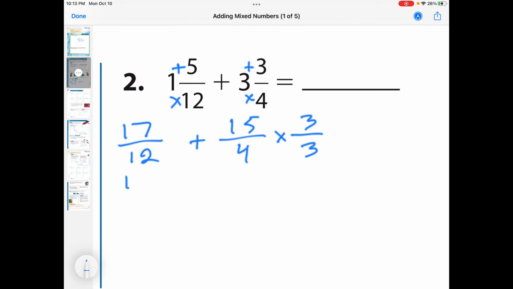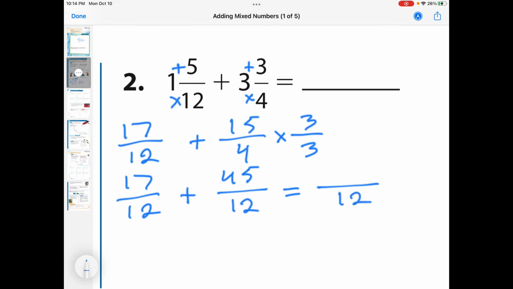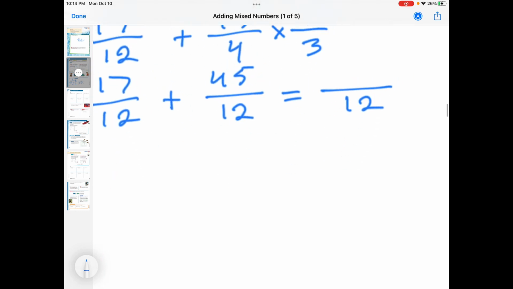So I'm going to come down here to a new line, 17 over 12 plus, and we know that 15 times 3, well, 15 and 15 is 30. You add another 15, that becomes 45, okay? And 4 times 3 is 12, okay? Now, are these guys able to be added? Heck yeah, absolutely. So we're going to bring our 12 right here, and we're going to see if we can buy ourselves some more room down here.